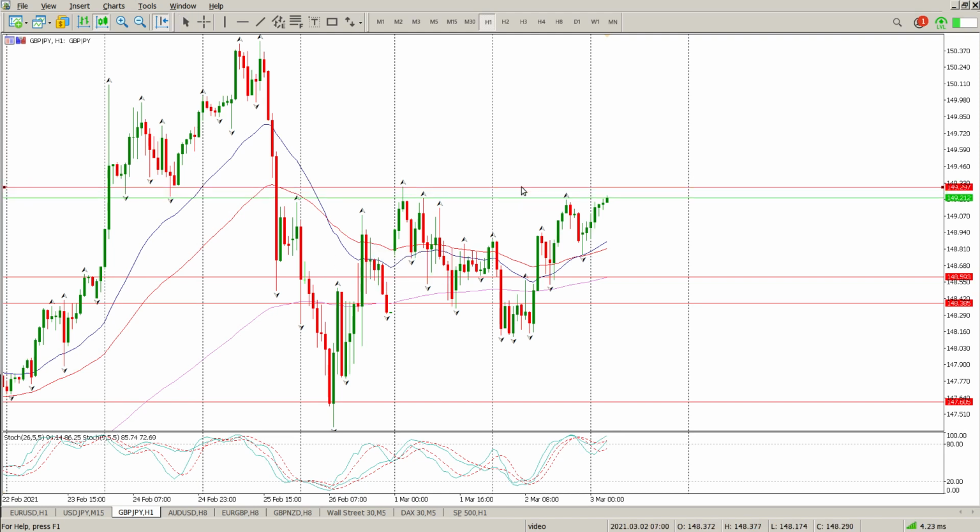Obviously, we need to get through this area of chaos here. And there's two areas here. So there it is there. So the first one is going to be 149.229, and the second one is going to be 149.297. Get above that, find some support there. Great opportunity to be long.